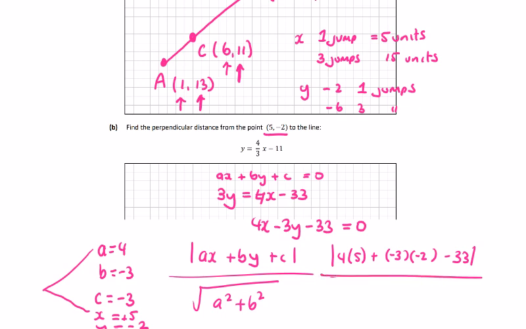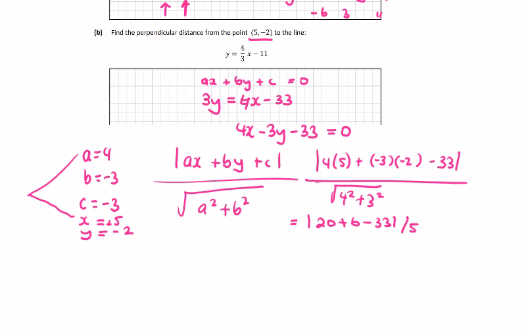The absolute value of all of that over the square root of 4 squared plus 3 squared, which we know is 5. So this is the absolute value of 20 plus 6 minus 33 over 5. 26 minus 33 is minus 7, over 5. So the absolute value of this is just 7 over 5.